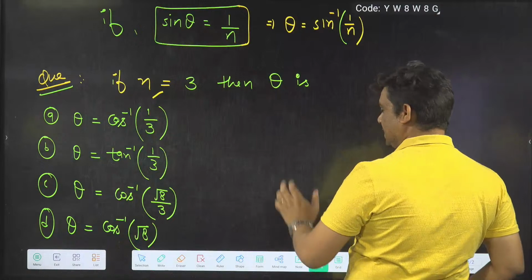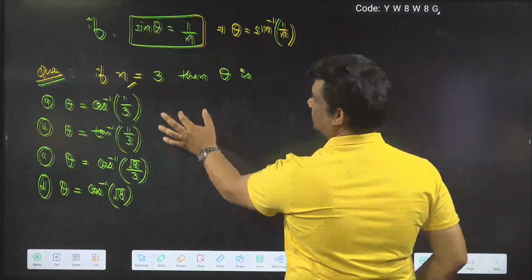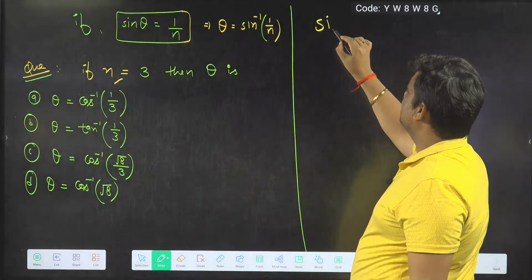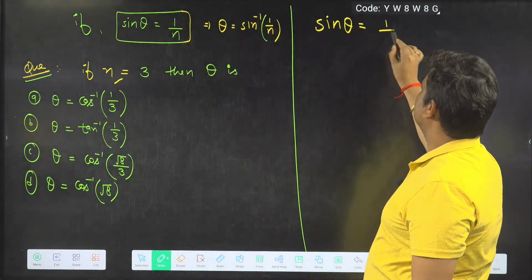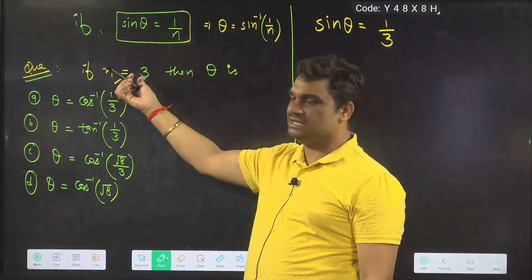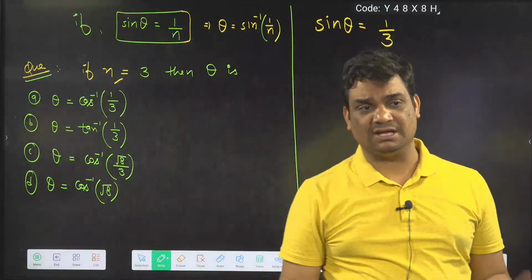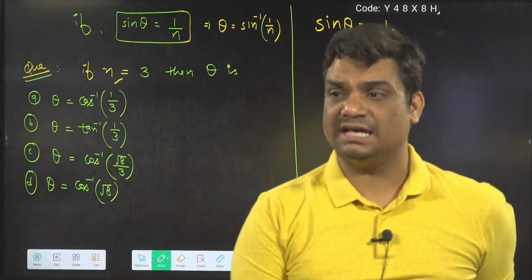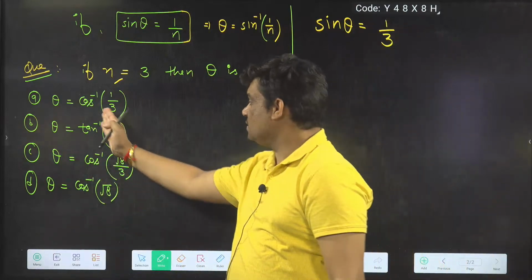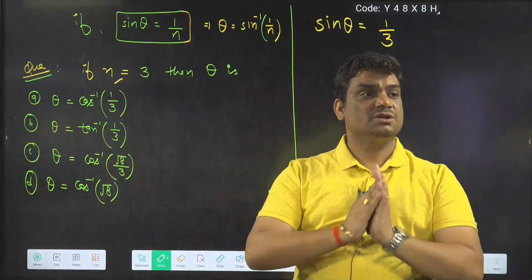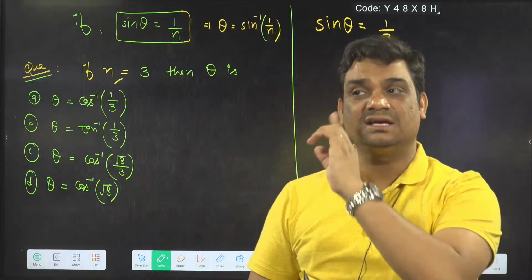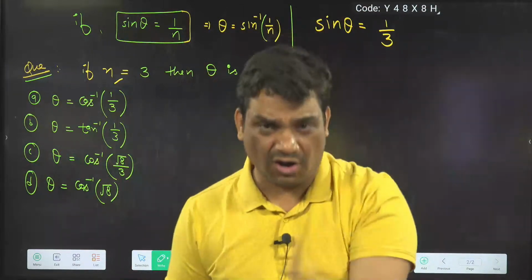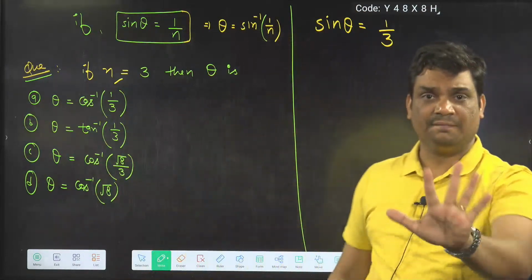Okay, listen. I will do this question. So what we can write here is that sine theta will be equal to 1 by 3, because they are writing here n is 3. If n is 3, then I got sine theta equal to 1 by 3. I got my correct answer, sine theta 1 by 3, but the options are not in sine. If you see, the options are in cos and tan. None of the options is in sine, so you need to convert this sine into either tan or cos. This interconversion is needed, which I have told you.